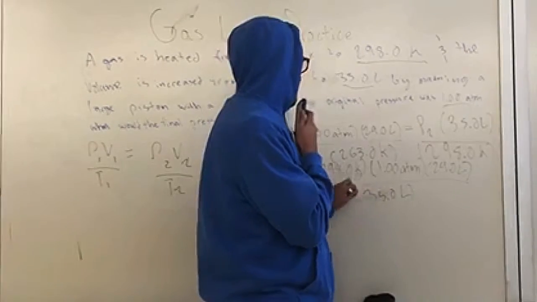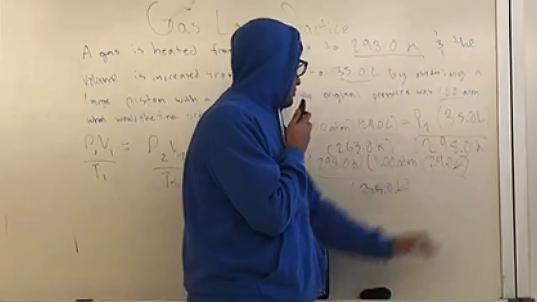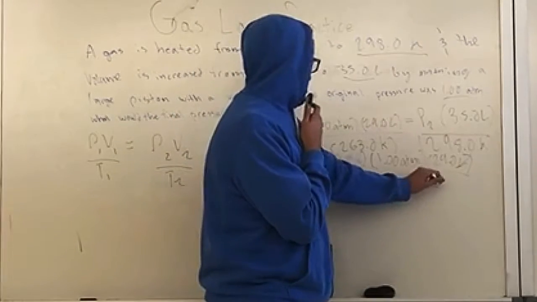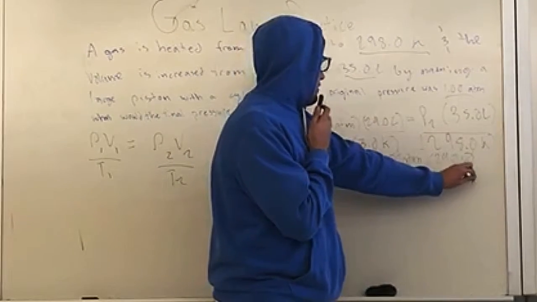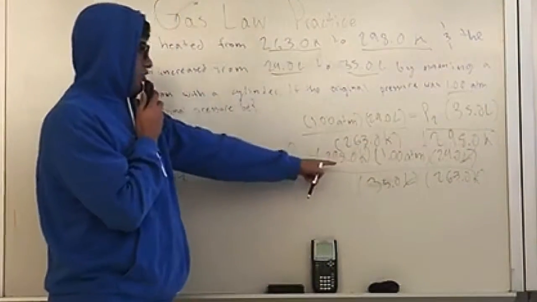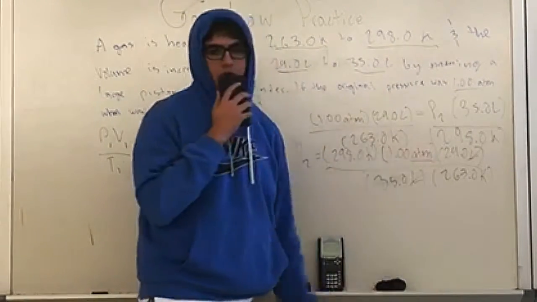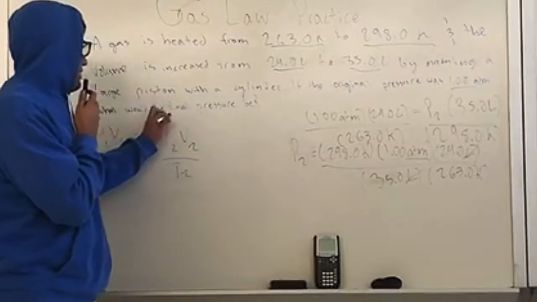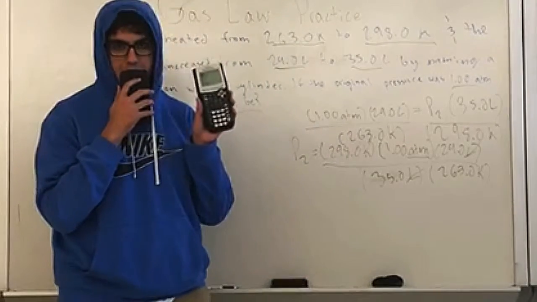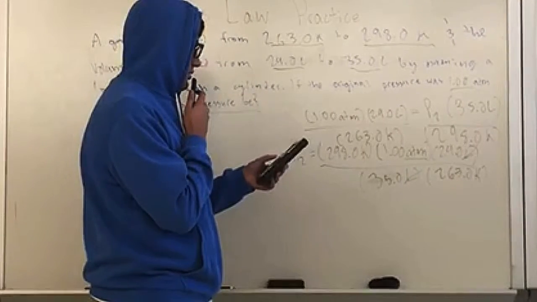35.0 liters. Now if you pay attention to the units, you'll see that liters cancel, and there is a 263.0 Kelvin here. My apologies. And the temperature unit cancels. So what we're left with is the unit for pressure. So we know we're on the right track since the question is asking for the final pressure. So we use our handy dandy calculator to figure out what our answer is.